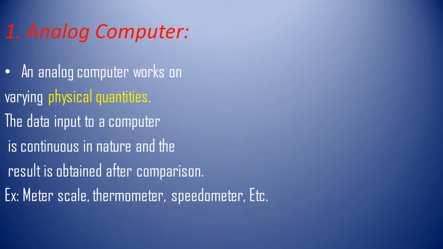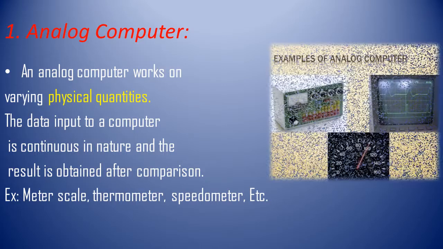Analog computers work on varying physical quantities. The data input to a computer is continuous in nature and the result is obtained after comparison. Example, meter scale, thermometer, speedometer, etc.